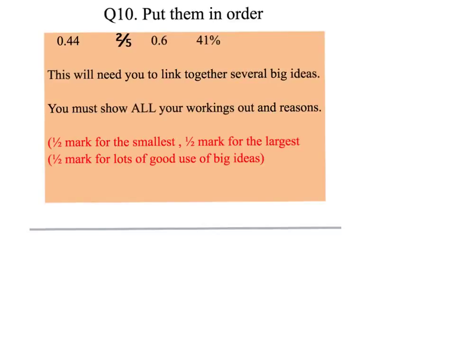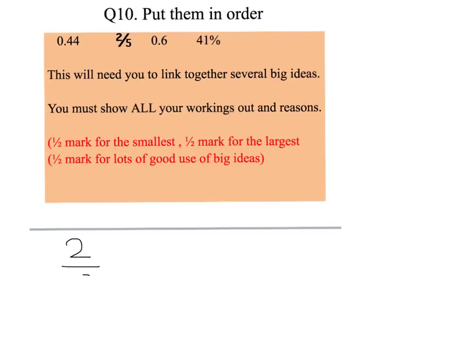Putting them in order. So we've got decimals, we've got fractions, and we've got percentages. Now, because in this question we're given 2 decimals, I'm actually going to change them all to decimals to make the question easier. So the first one's done, so I'm going to look at 2/5.